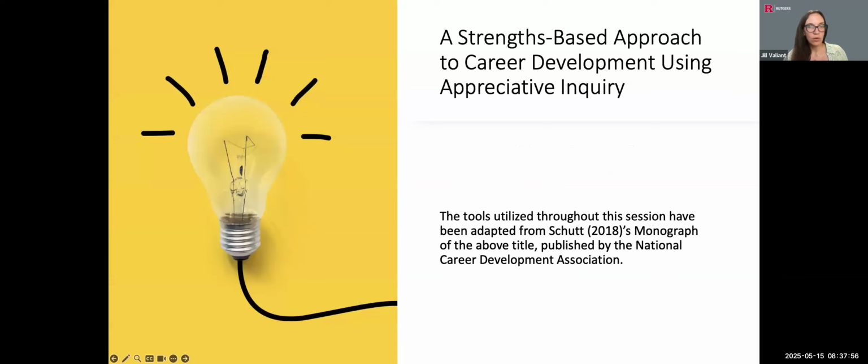Just a note that this whole session has really been adapted from this monograph. There we go. Now you can see it. And the reference for this resource is listed in the slide deck that you will all receive if you're interested in getting your hands on that whole resource as well. Okay.